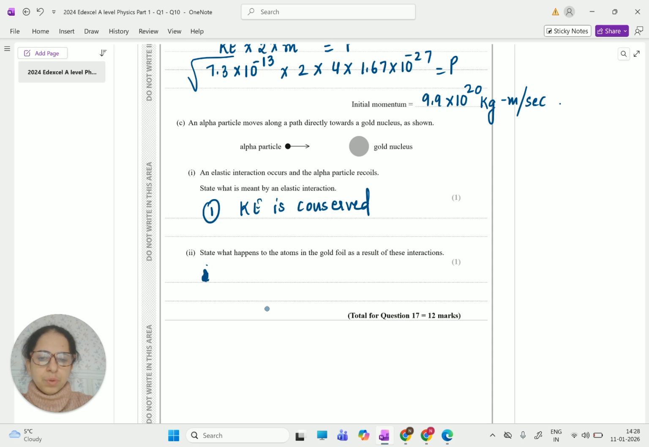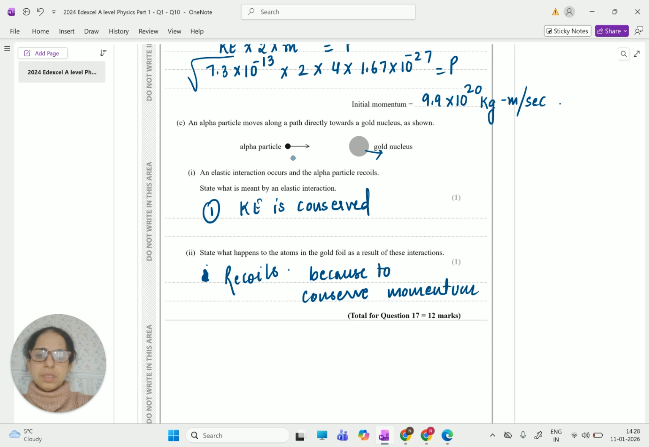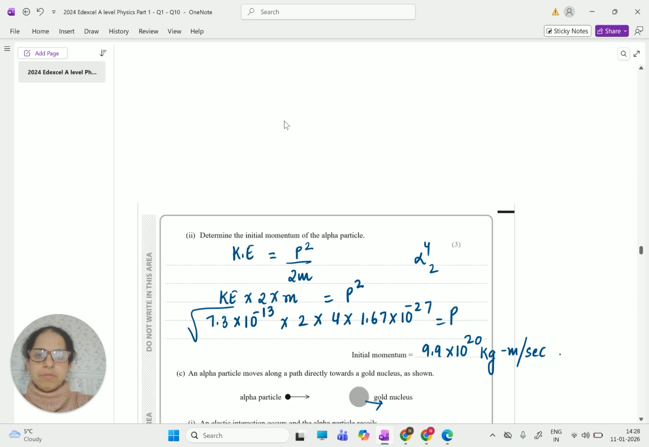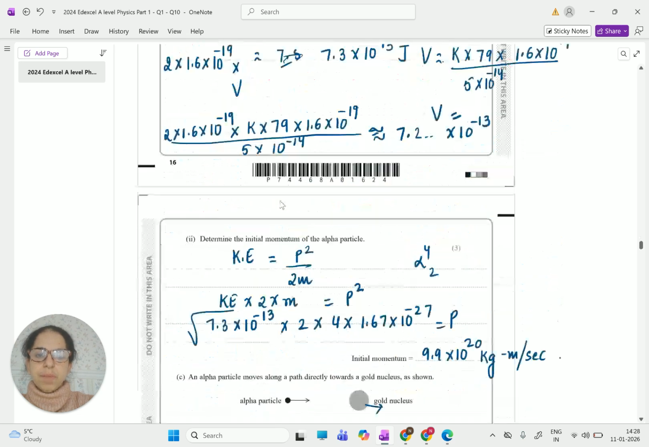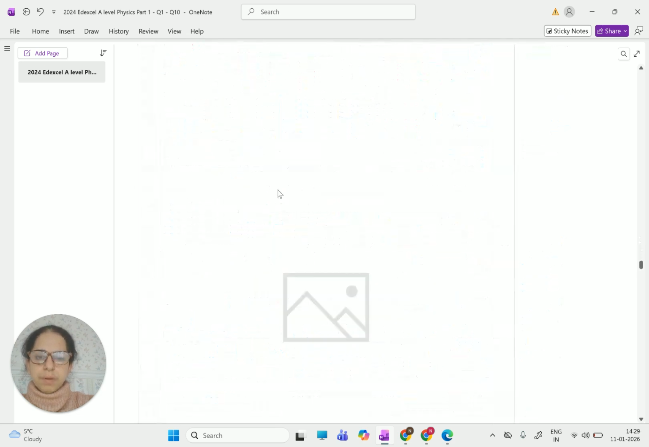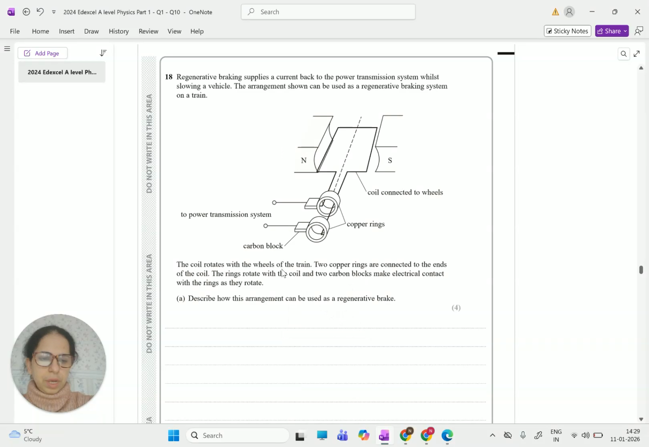What happens to the atoms in the gold foil? Obviously, if the alpha particle is colliding with them, they are going to recoil to conserve momentum. That's it. Now these are the basic questions. The tough one was in between, the B. Okay, now let's do the 18th one.